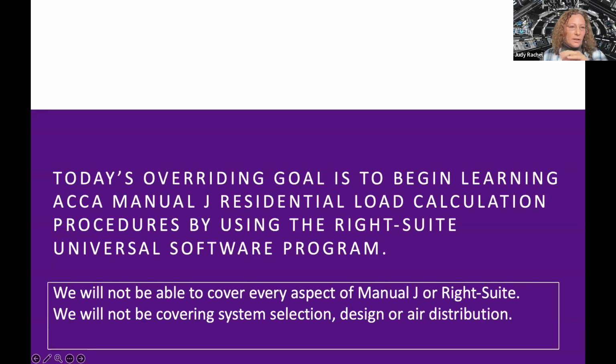So we're not going to be able to cover every single aspect of Manual J, and we're not going to be able to cover every single aspect of the Wrightsuite software. And we're absolutely not going to be covering system selection. That's Manual S. It's not Manual J, and we're talking about Manual J today. We're not going to be doing Manual D or duct design or any other system design. We're not going to be doing air distribution. So this is only about the Manual J procedures today.